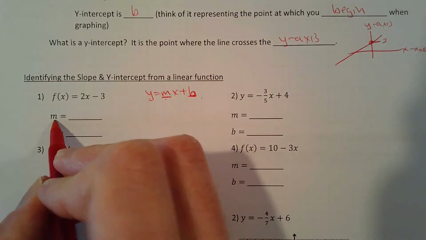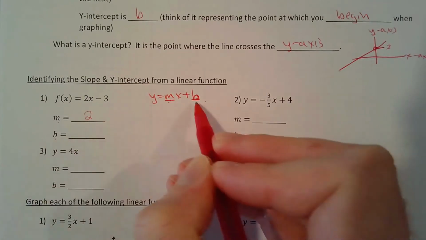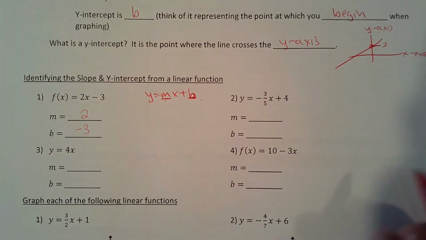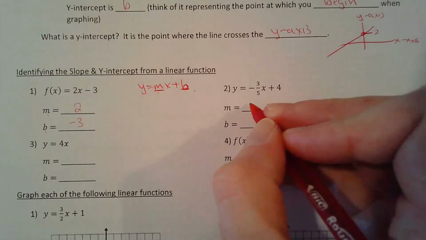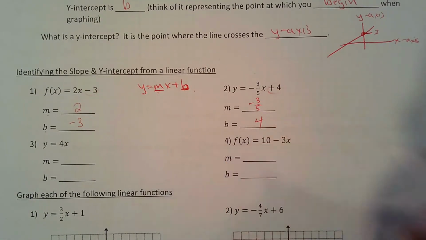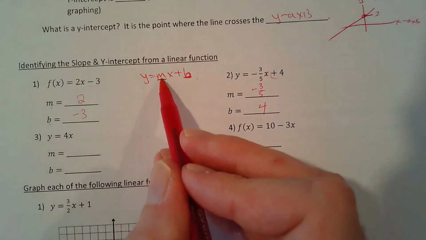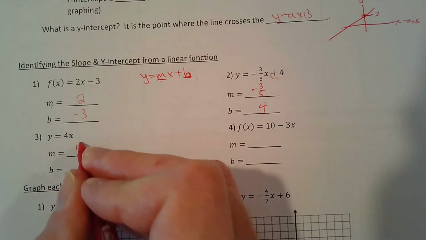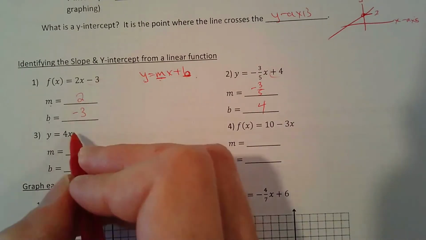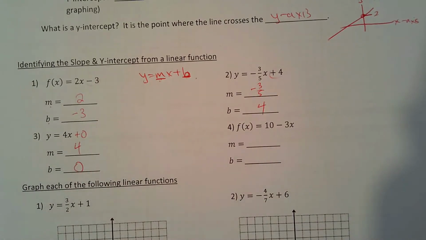So what's m? M's the number in front of x, that's 2. What's the y-intercept? What's the b? Well, if it's minus 3, that'd make it a negative 3. Okay. And then over here, number 2, negative 3/5 is the slope. The number by itself is 4. Okay. A little bit trickier here. Again, the number in front of x is the m, so 4. And notice it says plus b. Well, this is plus nothing right now, so that means the y-intercept would be 0.